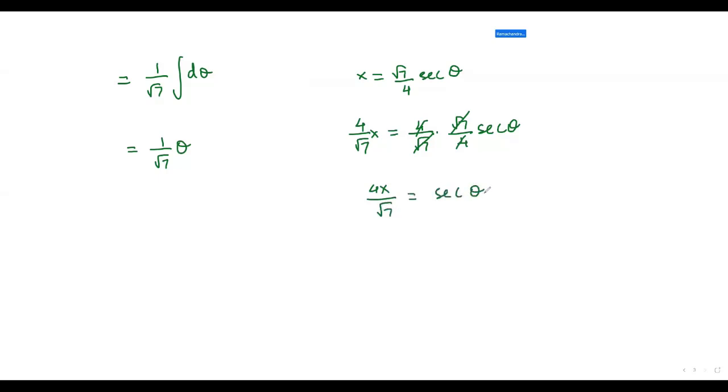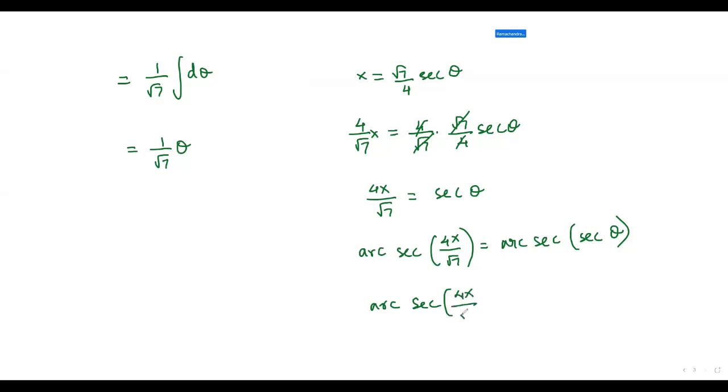I'm getting, so we can write this 4x in numerator, that is 4x over square root of 7 equals secant theta. Okay, now to solve for theta, I have to get rid of this secant. For that, I have to take arc secant on both sides. Let me do it. So arc secant of 4x over square root of 7 equals arc secant of secant theta. Whenever we have arc secant of secant theta, that is equal to just theta, the stuff we have over here. So it is equal to theta.